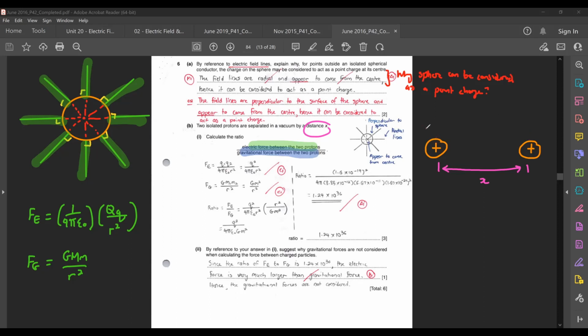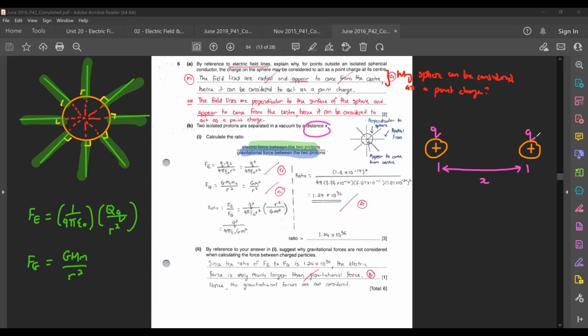I can call this big Q. I can call this small q following the equation here. But actually, there's no need to because they're both protons. I can just assign them the same symbol. This one will be small q, this one will be small q. There's no need to assign two different symbols to them.